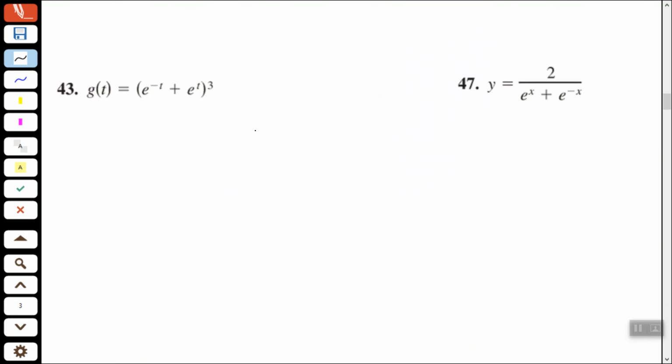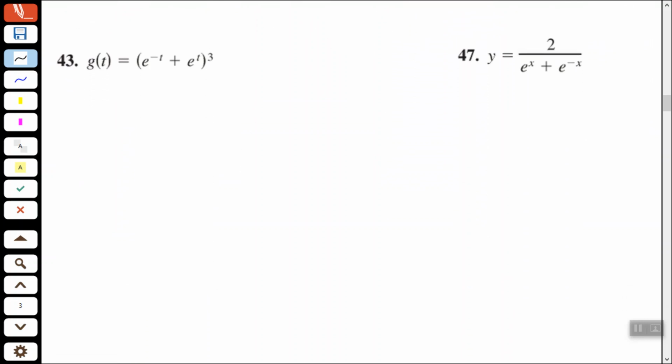About number 43 here, we have g of t equals e to the negative t plus e to the t, all raised to the third power. So to find our derivative, we know we'll have to use the chain rule. So we have 3 times e to the negative t plus e to the t raised to the second power. And then we have to use the chain rule, which means we have to multiply times the derivative of the inside of that function.